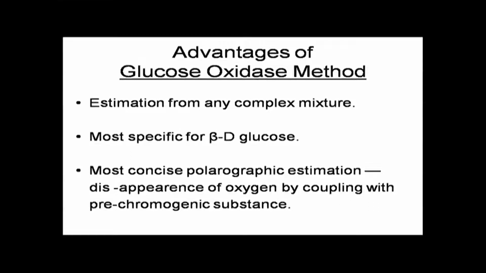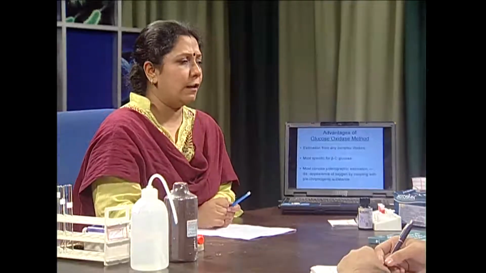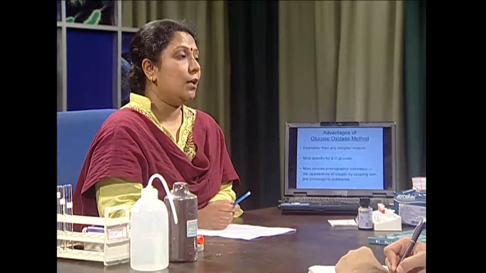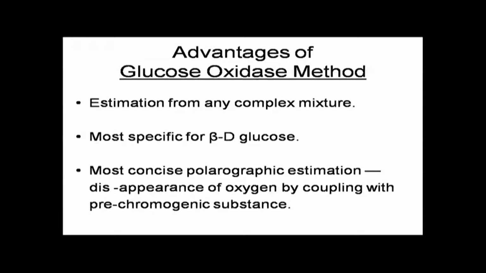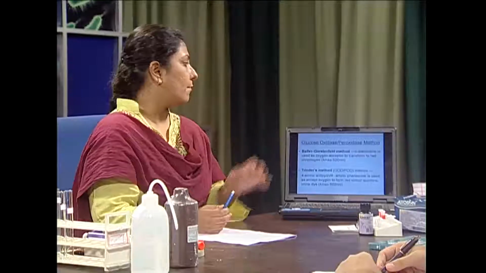You know that enzymes are very specific to their substrate. Here glucose oxidase is very specific to its substrate, beta-D-glucose. And by this method, glucose can be estimated from any complex mixture. So, for its specificity, the glucose oxidase method predominates over any other enzymatic method. Moreover, the final estimation is done by polarographic estimation, which is much more precise than any other physical parameter determination.